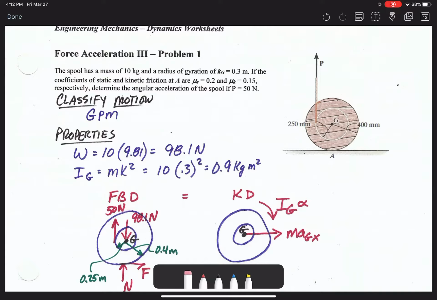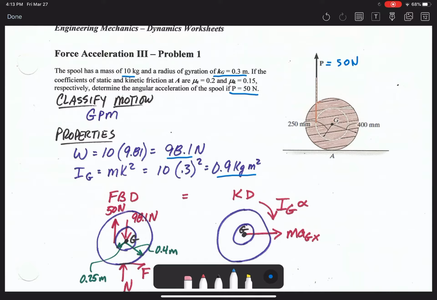So here we have mass is 10 kilograms. You see that there. So we can have the properties with the weight, and the kg is also given. So the radius of gyration, you can find out the IG, and this body applies the force P equal to 50 Newton. So you have the load 50 Newton. That load there.